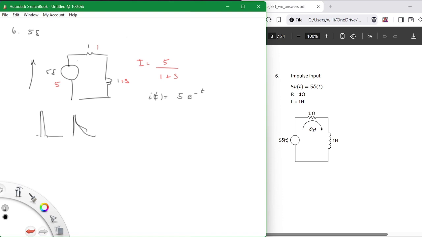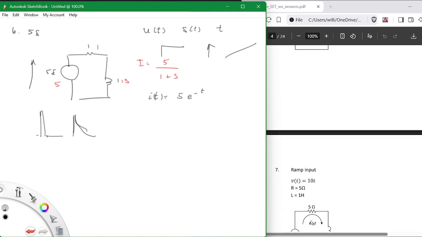What are the 3 inputs that I can give you? U of t, the delta of t. What's the other one? T. All right? So what is this one? It's just a step. What is this one? It's a blip. What is this one? It's a ramp. Okay? And you can have any of those 3 as inputs. So anyway, those are your 3 input types. Okay. There's the Dirac delta.